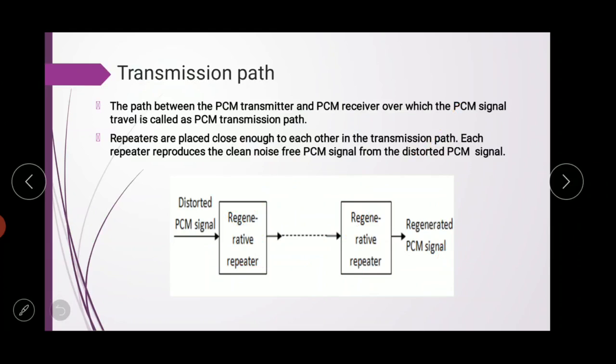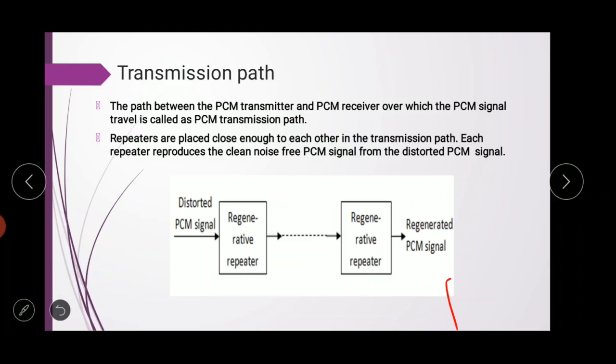The path between transmitter and receiver in which the signal is transmitted is known as the transmission path. The most important feature of the PCM system lies in its ability to control the effects of distortion and noise when the PCM wave travels on the channel. PCM accomplishes this by using a chain of repeaters, or we can say regenerative repeaters.